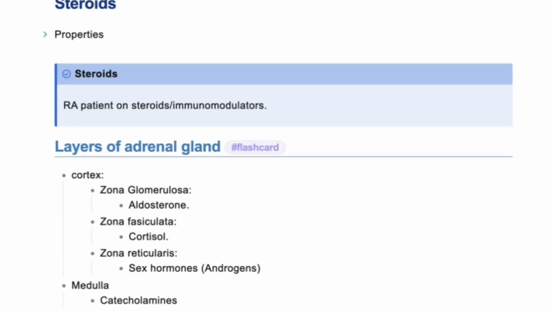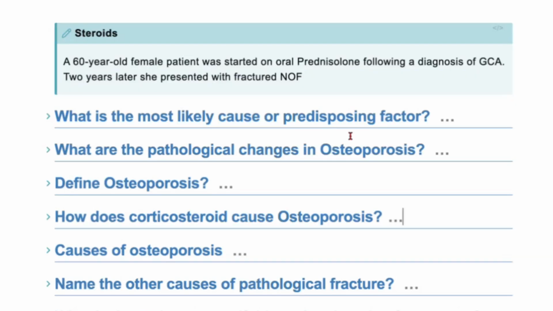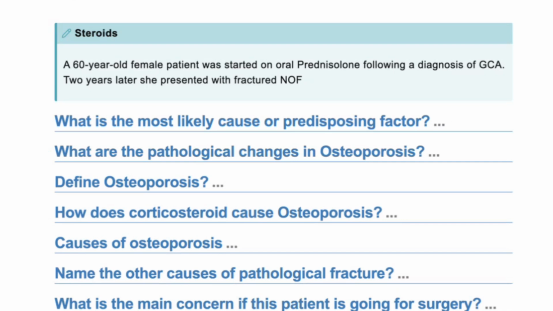The same patient presented to you later on with a neck of femur fracture. All right. This scenario can also be linked up with the giant cell arteritis patient who was started on steroids, and then we can move on and say, your patient is now coming to you with a neck of femur fracture. What's the most likely cause or predisposing factor here? The most likely cause is that the patient is on long-term steroids, and also the patient is female and elderly. So she is postmenopausal.